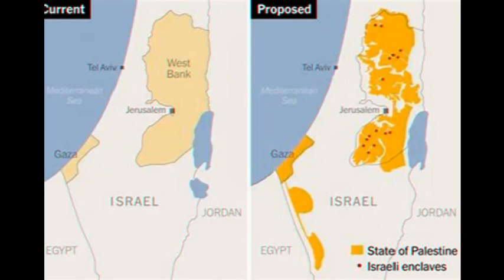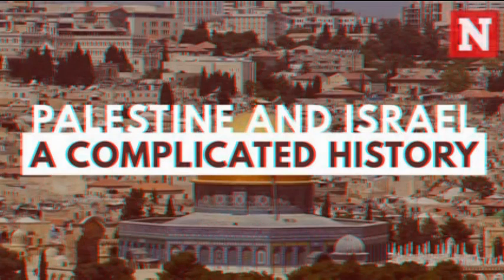1920: the League of Nations grants Britain a mandate to govern Palestine. 1936 to 1939: Arab Palestinians stage a 3-year-long rebellion against British rule and Jewish immigration into Palestine. 1947: the United Nations approves a plan to partition Palestine into separate Jewish and Arab states. Jewish leaders accept the plan, but Arab leaders reject it.